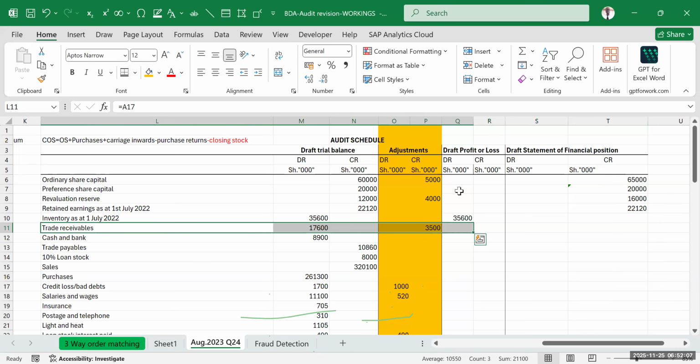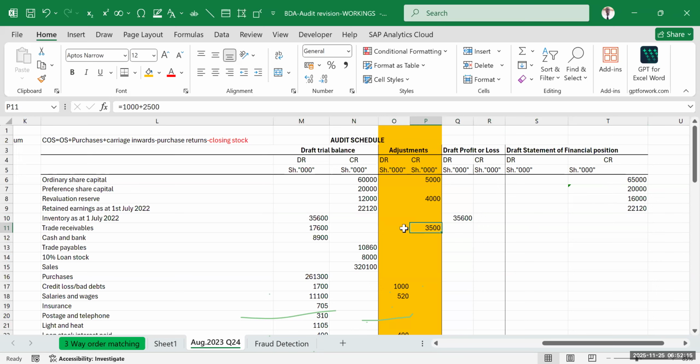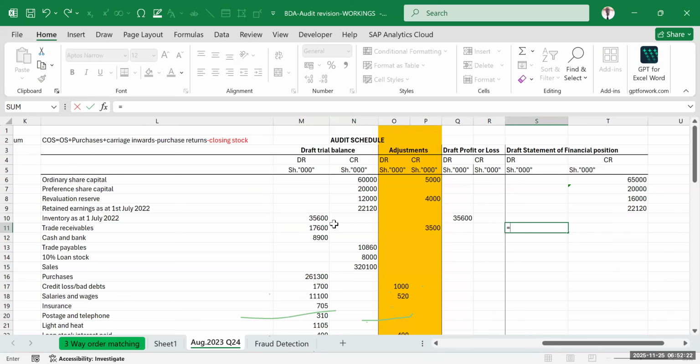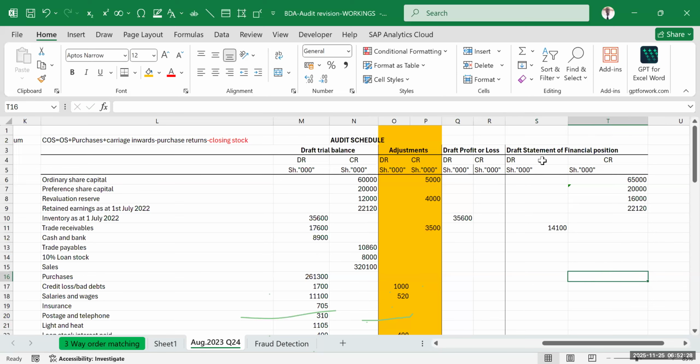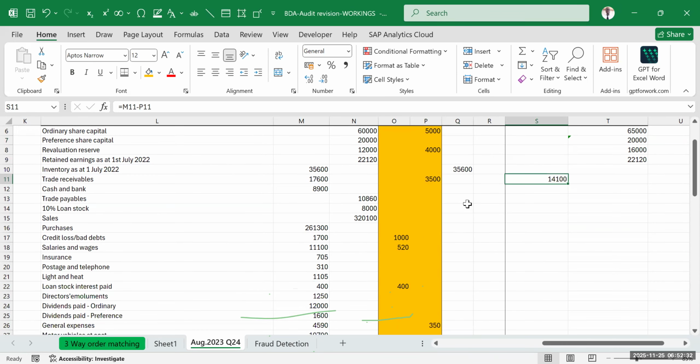Receivables does not affect our statement of profit or loss, but it goes to the balance sheet. Now, a debit and a credit means we reduced that account. So we will go to our balance sheet and debit the difference. It was 7,600, but we reduced it by 3,500, the bad debts that were declared. So our debit balance for the trade receivables now is 14,100.